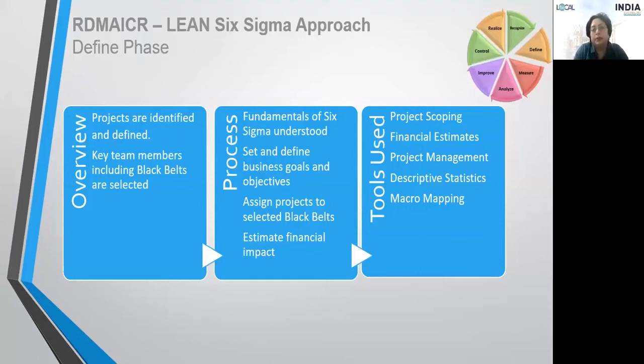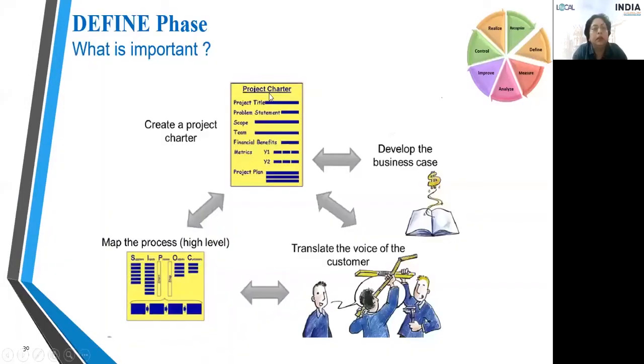Then the tools used are project scoping, financial estimates, project management, descriptive statistics, and macro mapping. In the define phase, we define what is important. So a project charter is created, the business case is developed, the voice of customers is translated, and the process is mapped at a high level. So we have understood the recognize phase and the define phase.